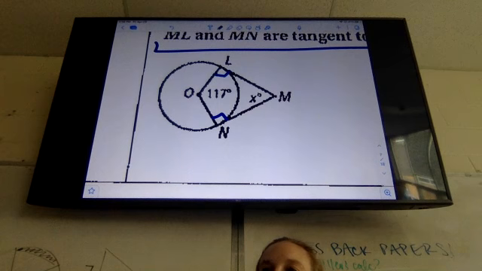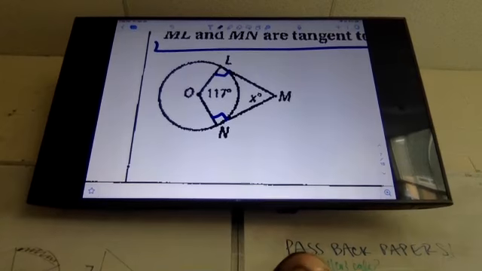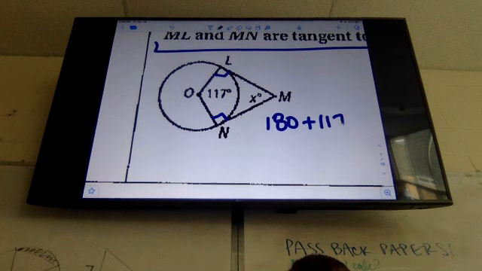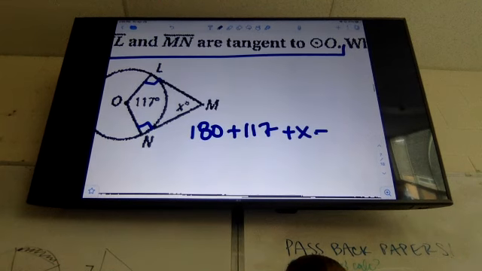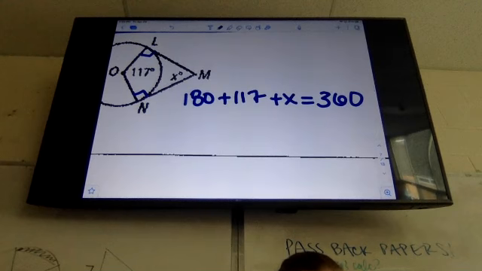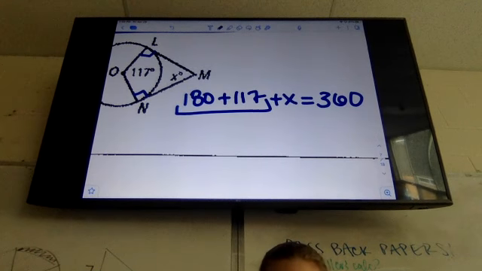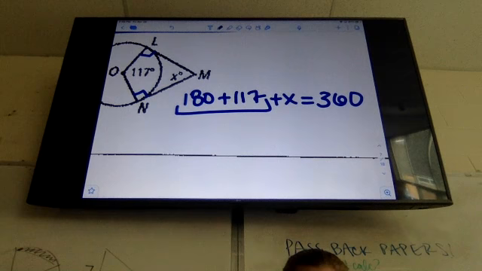Is that enough information to help you figure out what X is? Yeah. What do I do? 180 plus 117 plus X equals 360. Good. I like that you added your 90s together before, so I didn't have to write 90 twice. And that adds up to what? 360. Okay. So 180 plus 117 is 297. And if I do 360 minus 297, I get 63.